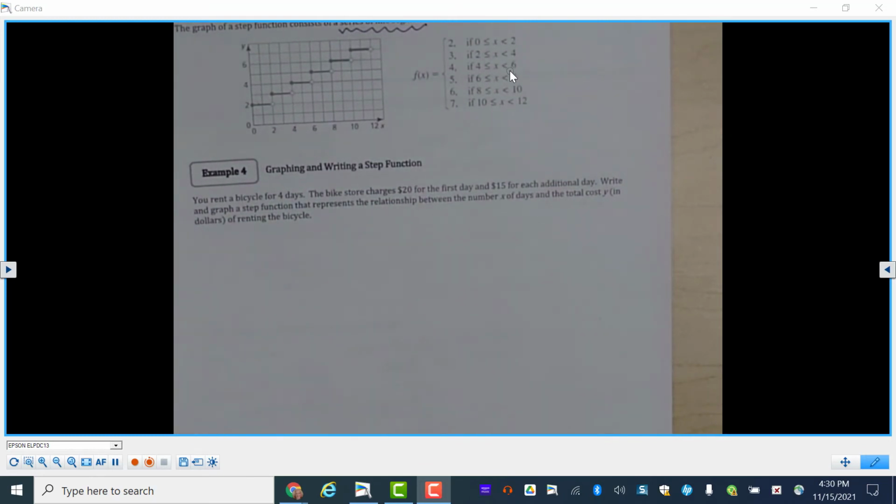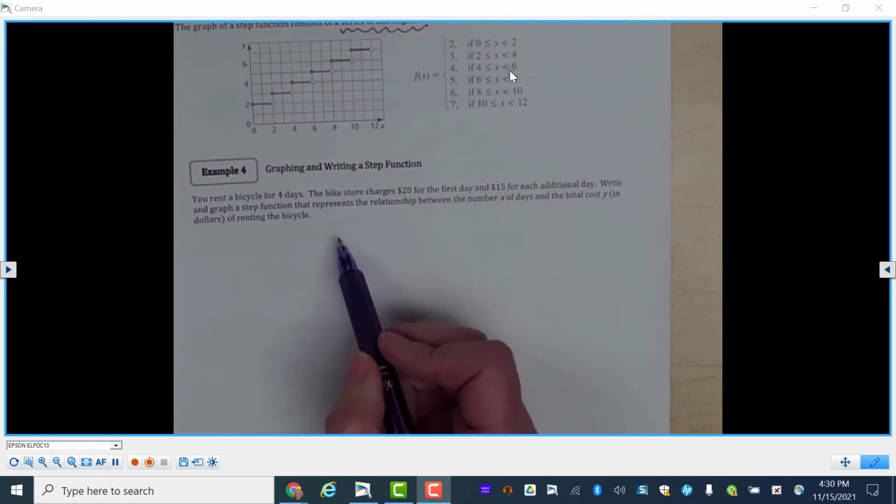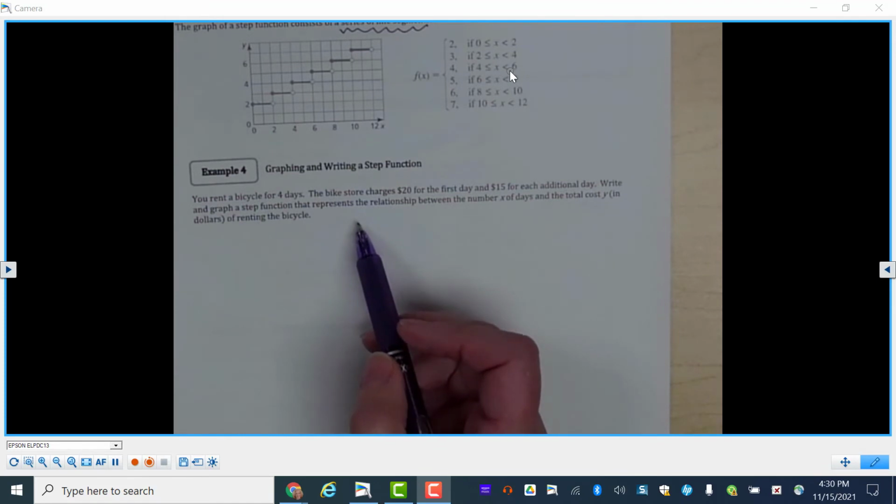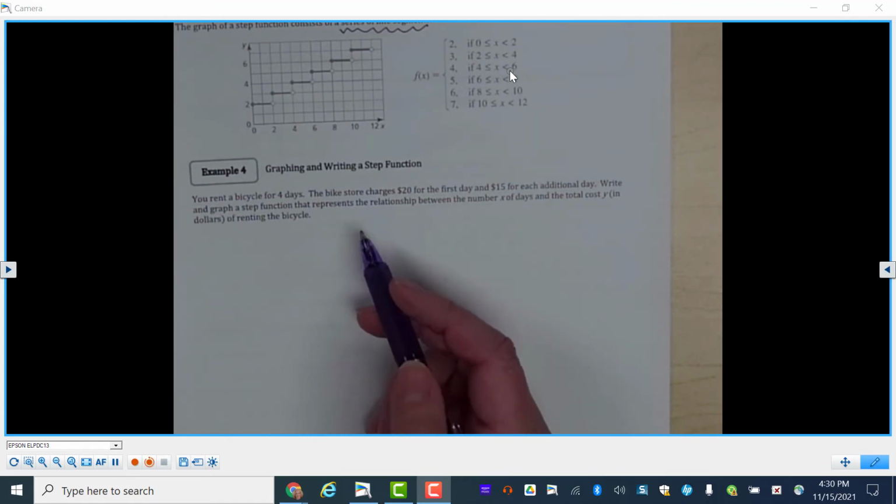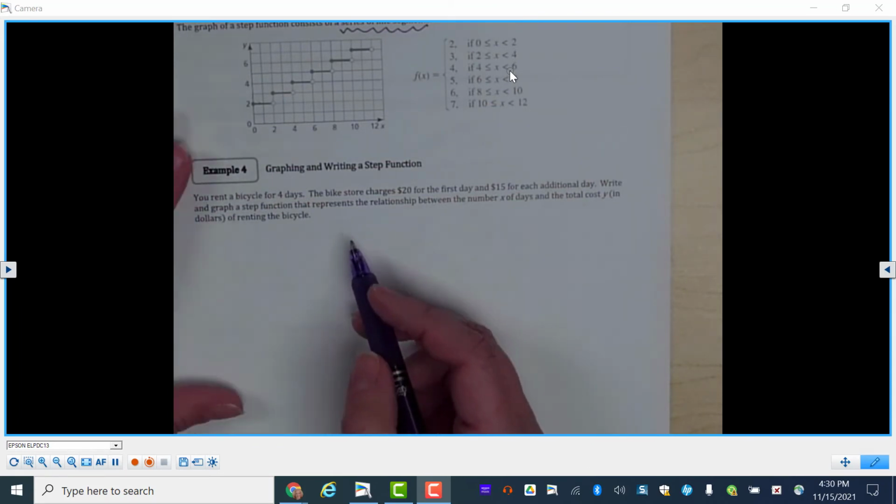So you rent a bicycle for 4 days. The bike store charges $20 for the first day and $15 for each additional day. Write and graph a step function that represents the relationship between the number of x days and your total cost. So if you rent a bike for a day and a half, that's still considered 2 days. You're not being charged by the hour or the minute, you're being charged by the day.